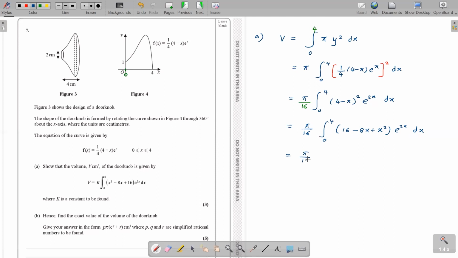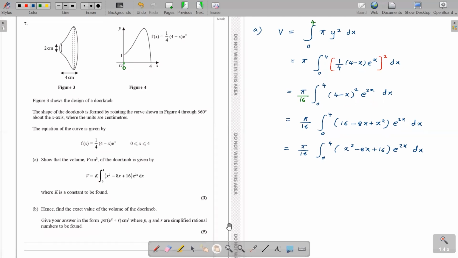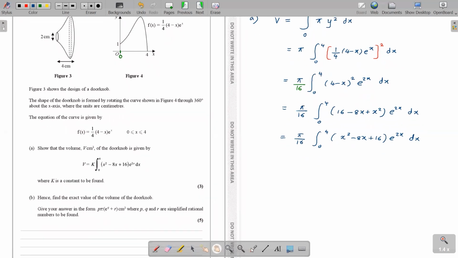Let's rearrange. Pi over 16, from 0 to 4, of x squared minus 8x plus 16, times e to the power 2x, with respect to x. So this is my show that, and the constant k is given as what? According to what we have found, the k value is pi over 16. Is that clear? Then they tell you part B.